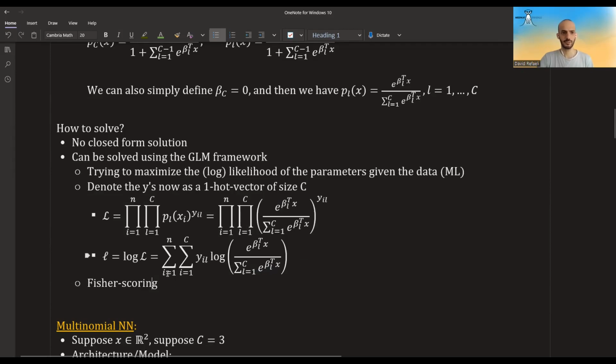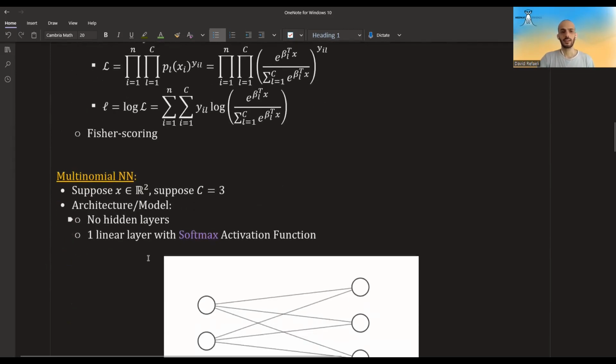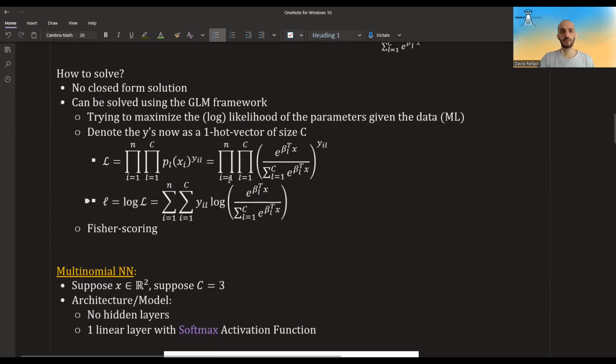And to do the optimization, we need to take the gradients of this, and then the Hessians, or the expected Hessians, and do Fisher scoring. Okay, so this is how we do it in GLM.